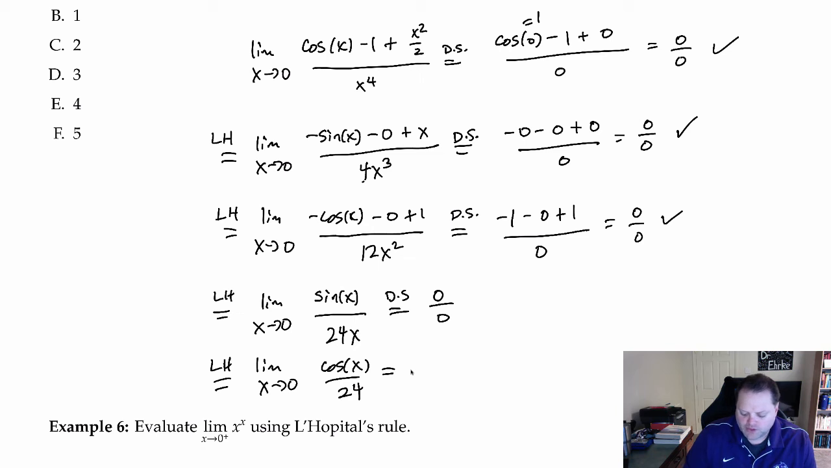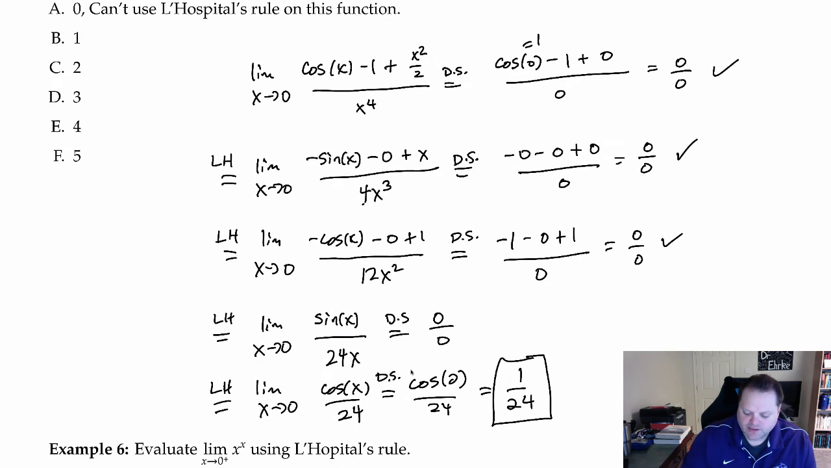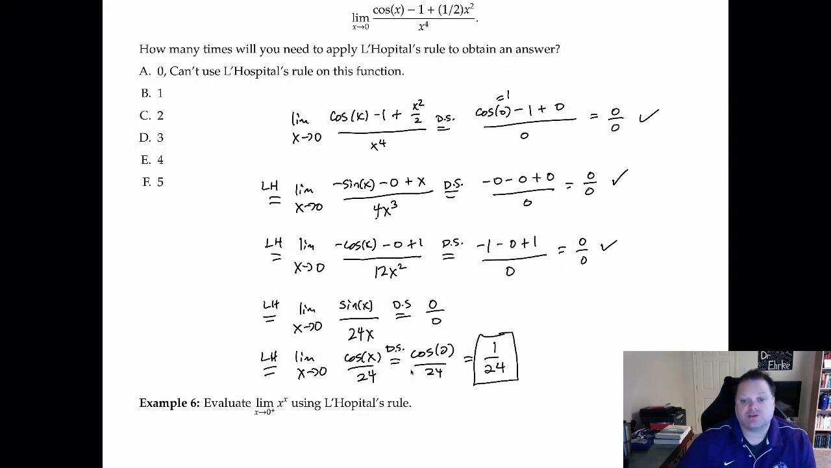If you plug in cosine of 0, so directly substituting, cosine of 0 over 24, cosine of 0 is 1, divided by 24. It turns out that this limit, which made us do L'Hopital's rule 1, 2, 3, 4 times, so congratulations if you picked E. It's a long problem, but it's one of the interesting things that can happen when you try to apply L'Hopital's rule, is that you might be put in a position to do it over and over and over again.